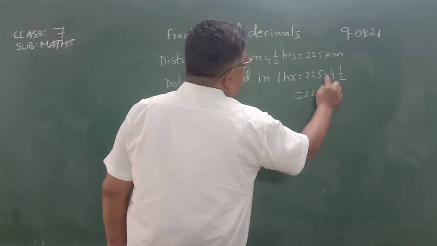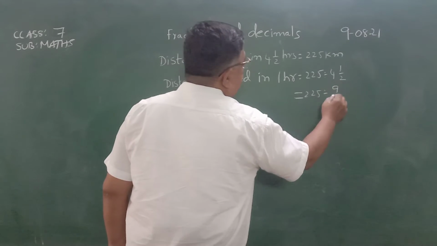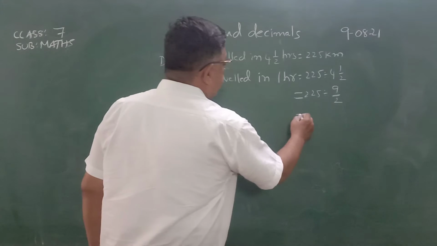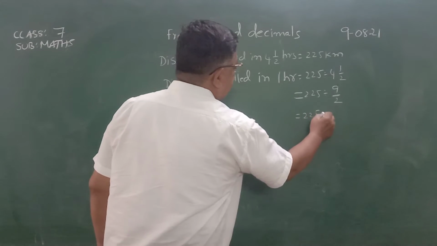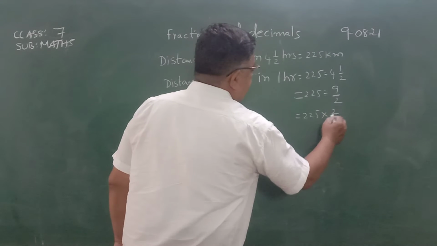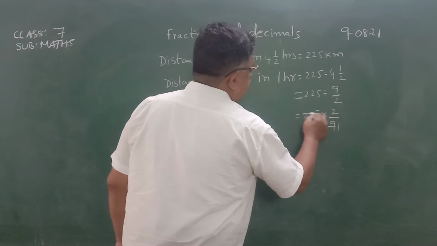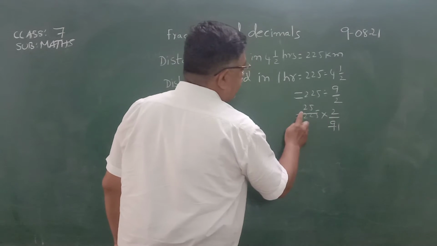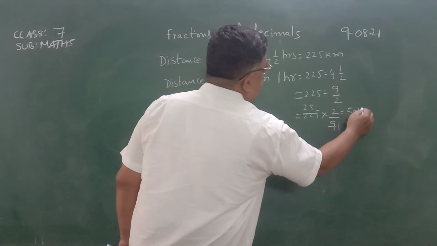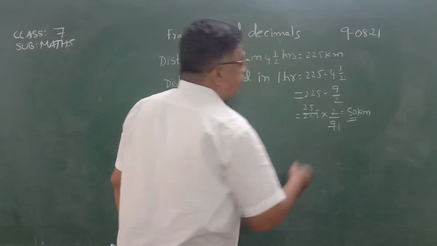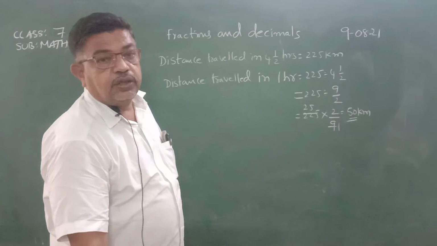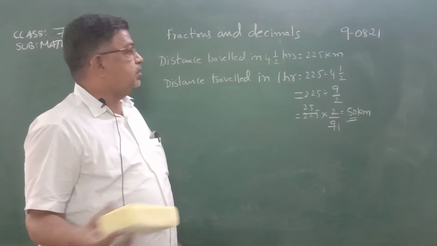225 divided by 4.5. 4.5 is a mixed fraction. Converting into improper you get 9/2. The reciprocal of division is multiplication, so 225 into 2/9. 9 ones are 9, 9 2s are 18, remainder 4, 45, 9 5s are 45. So the distance traveled in 1 hour is how much? 50 kilometers. Very easy to understand. So this is a problem on division.